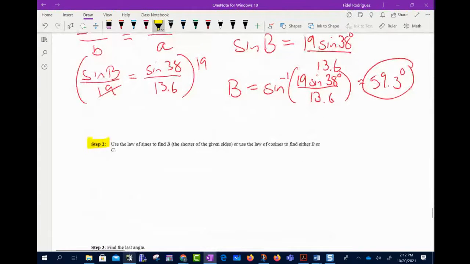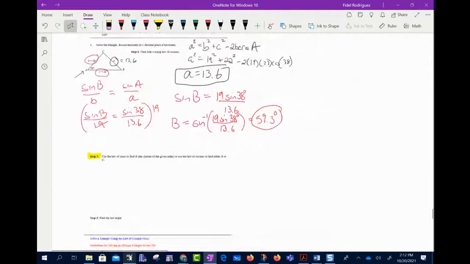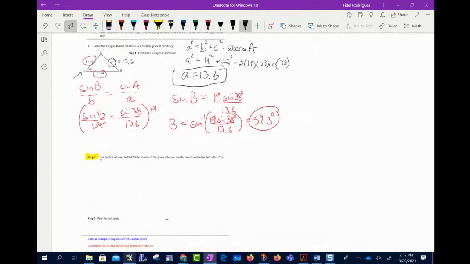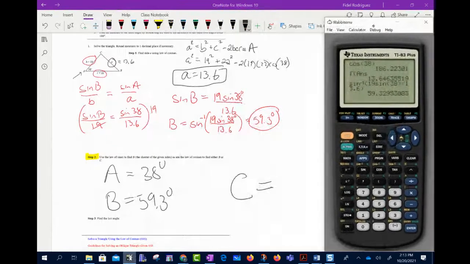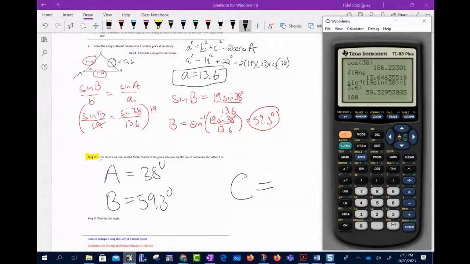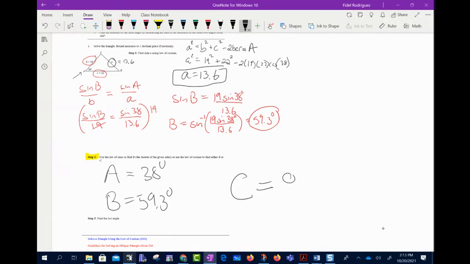Step 3, we need to find our third angle, okay? So I'm just going to zoom out real quick, and then we'll come back and take a look. So we already know that angle A was 38 degrees. We found angle B to be 59.3 degrees. We need to find angle C. So everybody agree we're just going to take 180 minus the sum of those two, because we know that when we add up all our angles inside a triangle, it has to add up to 180 degrees. And coming up with 82.7.